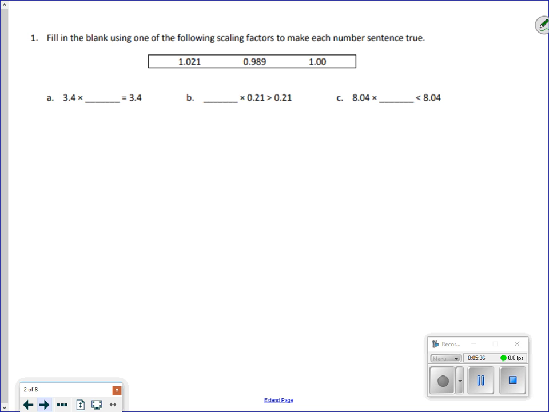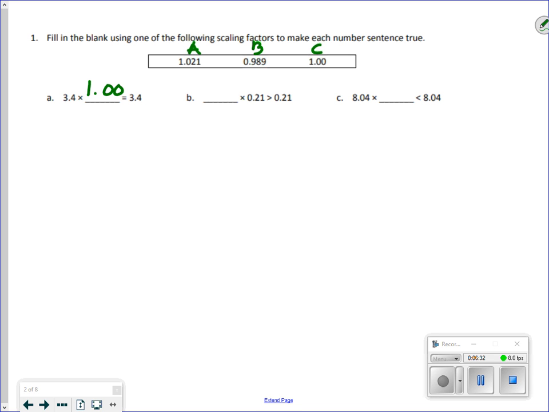So on this part, it's basically a word bank that has numbers. It's a number bank. So I need to look here and see what number could go in each blank to make it true. I have 3 and 4/10 times something equals 3 and 4/10. What number up here can go in that blank? I'm going to call them A, B, and C. A, B, or C? C, because it's 1 with nothing behind it.